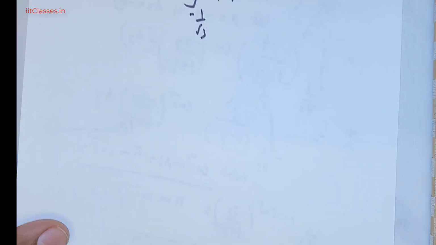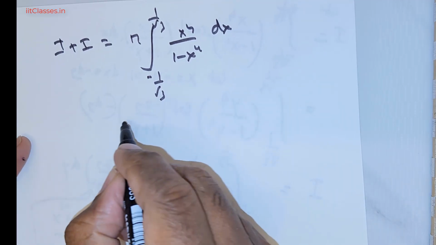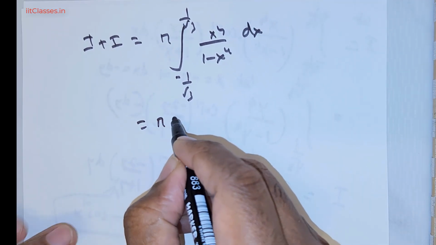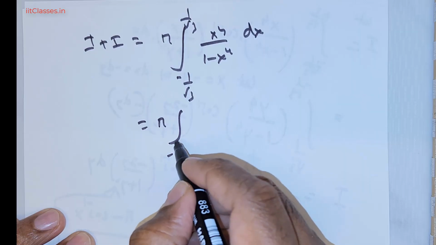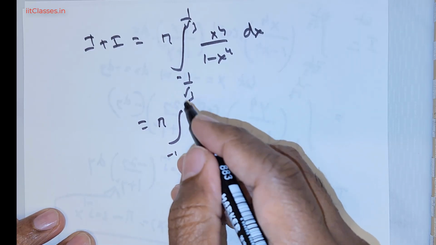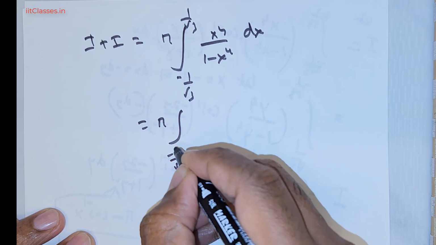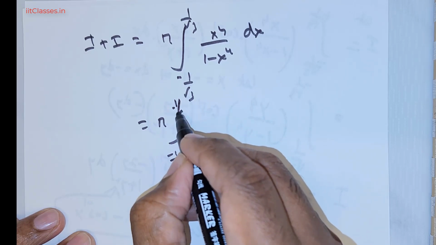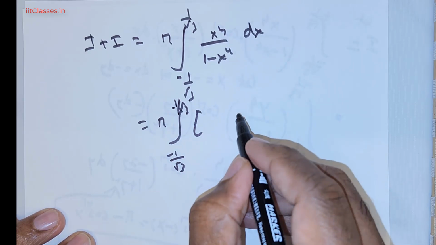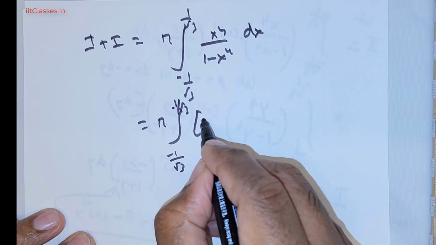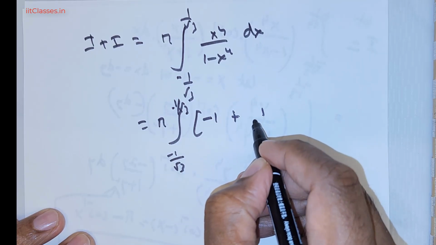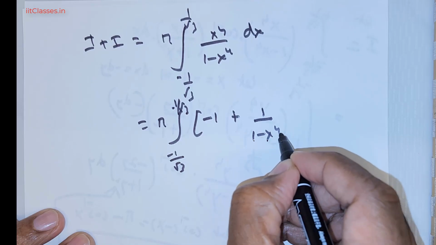Fair enough. Now what I wish to do is adopt a slight manipulation. For the time being I will retain the limits as negative 1 over root 3 to positive 1 over root 3. Now this is going to be rewritten as negative 1 plus 1 over 1 minus x to the power of 4.